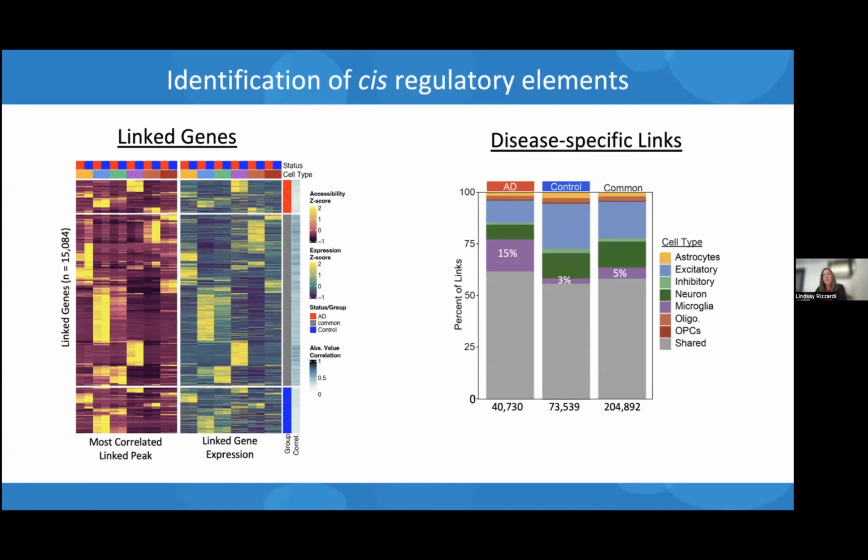But again, I told you the power of our analysis is that we're really able to identify these disease-specific links. And so when we look at those, we've identified 40,000 links that were only correlated in Alzheimer's samples. And similarly, we have 73 in control, and of course, the majority were common. When we look at the distribution of cell types that these links were identified in, we find that there was a higher proportion of microglia linkages that were AD specific compared to any other categories. And again, this is evidence supporting the fact that we're really picking up information relevant to Alzheimer's disease because we know how important microglia are to Alzheimer's disease biology.